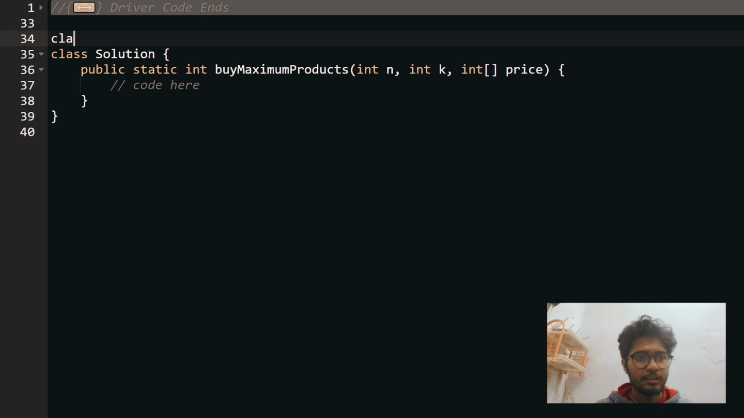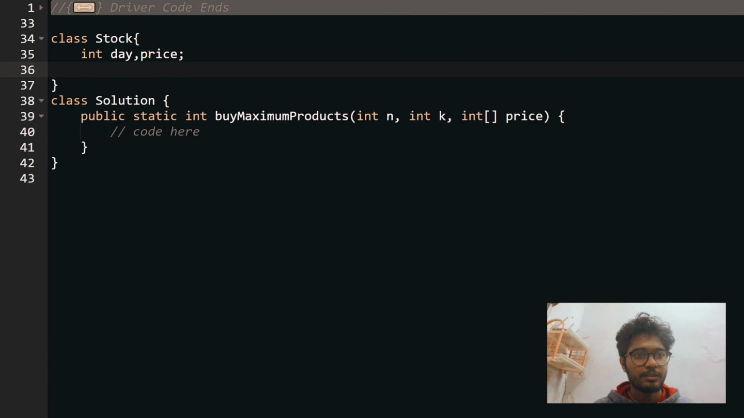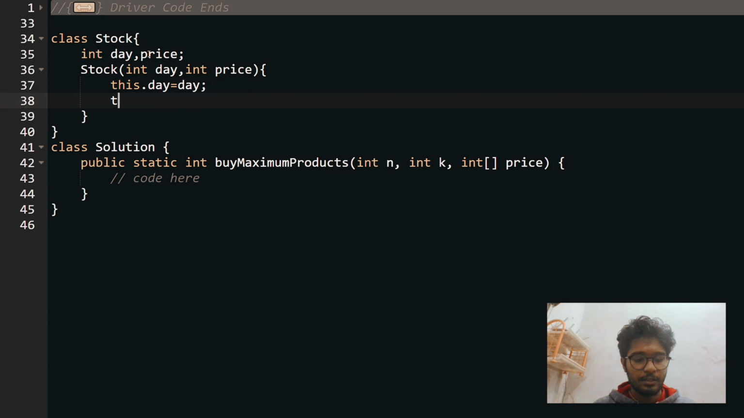So we can create a class Stock. This class will store the day and the price of each stock on that day. Now let us create a constructor for this class, that is Stock(int day, int price). this.day equals day and this.price equals price. We are ready with our class.